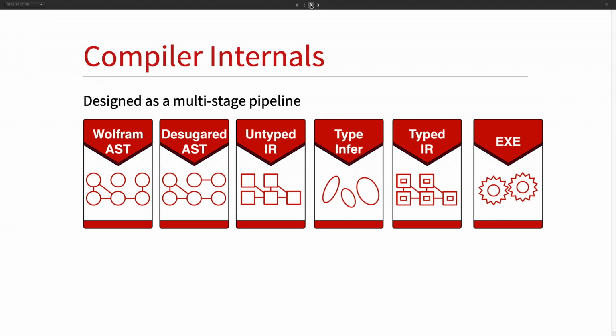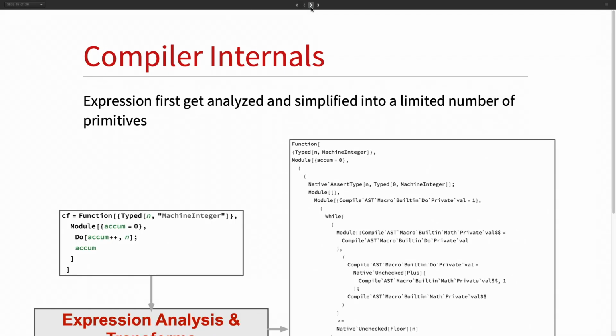Then we go to this intermediate representation. This is something like assembly, but it's system agnostic, and it's untyped. So we have this untyped IR. Then we do some type inference, so we try and fill out what the types are for that IR. Then we get this typed IR, and then we generate an executable. And there's a lot of optimizations that are happening at every stage of this process.